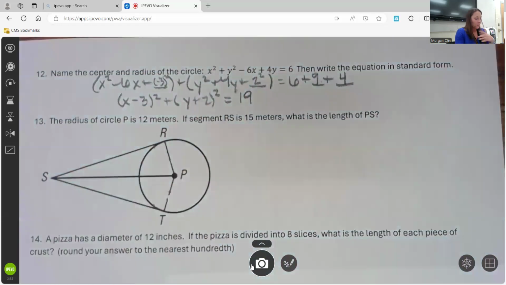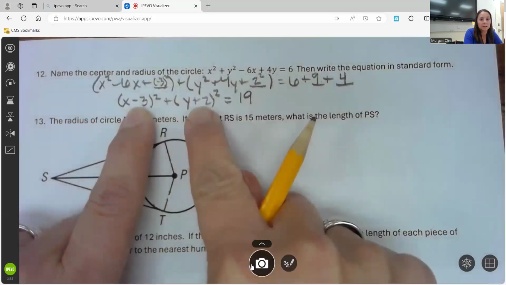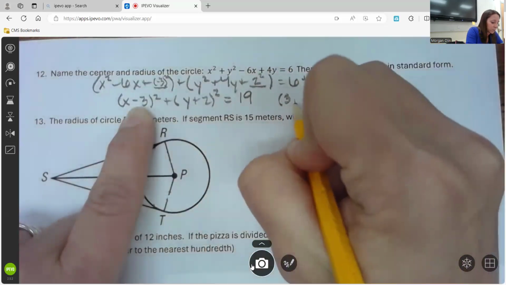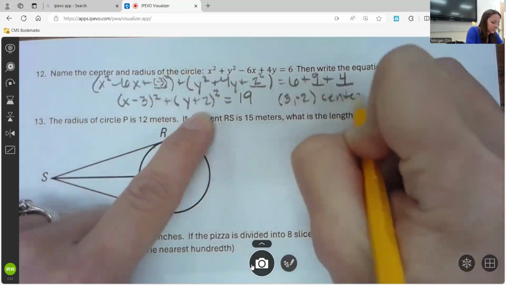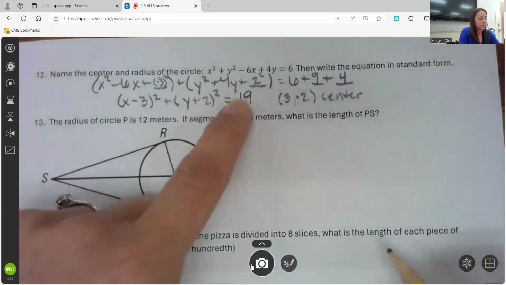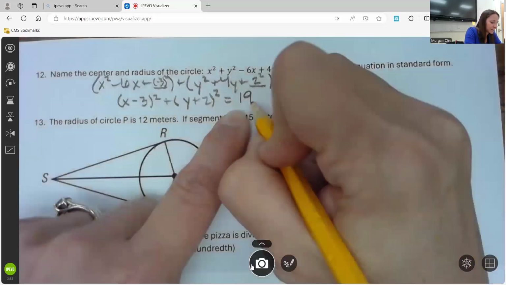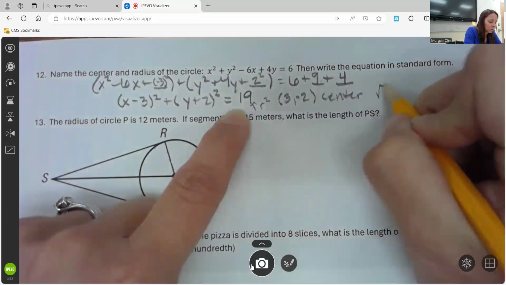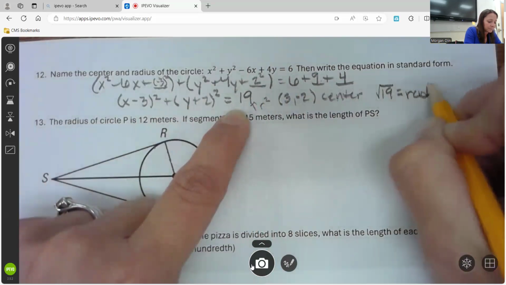Okay. So now we're going to name the radius and the center. Now here, remember the center comes from these. Think opposite. All right. So if that says -3, then 3, that says +2, I'm going to say -2. This is the center. Now, the radius, unfortunately, this isn't a perfect square right here. Remember, this is r squared. Okay, so to figure out the radius, we just take the square root. So the square root of 19 is our radius.